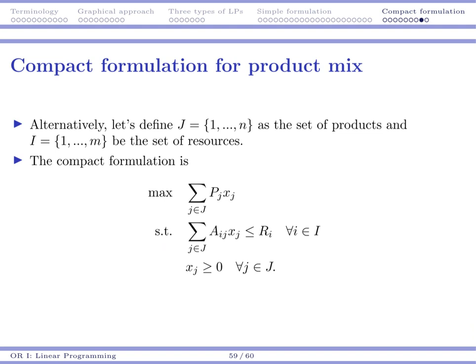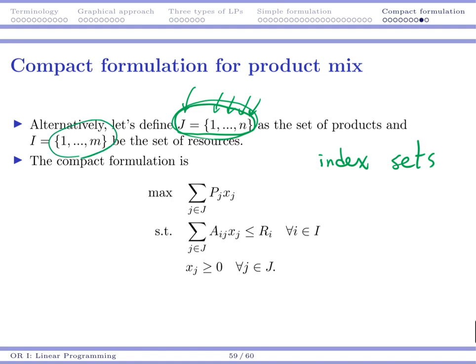So interestingly, sometimes we may use an even more compact formulation. We may define sets for the set of products, set of resources, or in general, index sets. Okay, index sets. So why do we call them index sets? Because the set contains indexes. Here, this is the indexes for products. That is the indexes for resources.